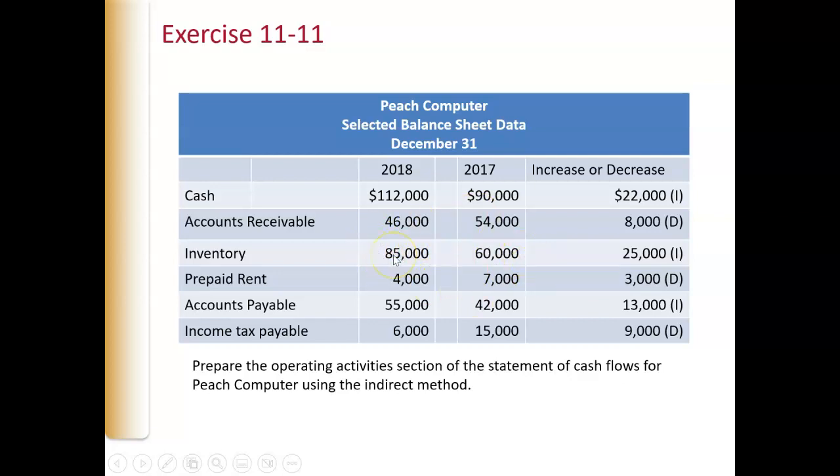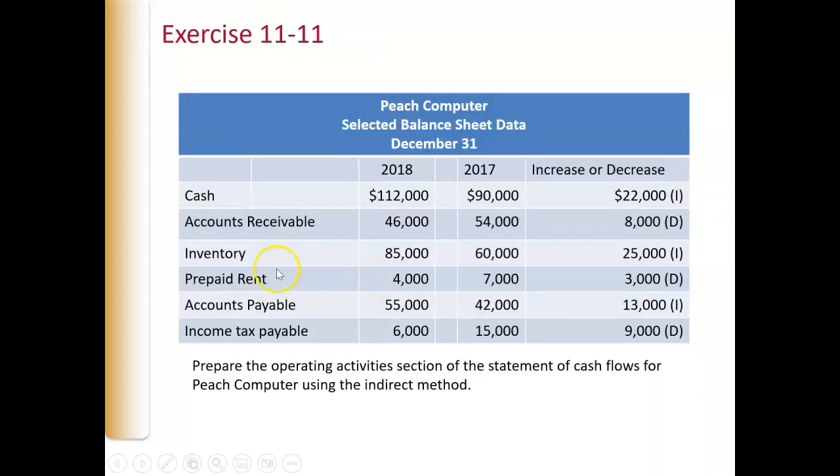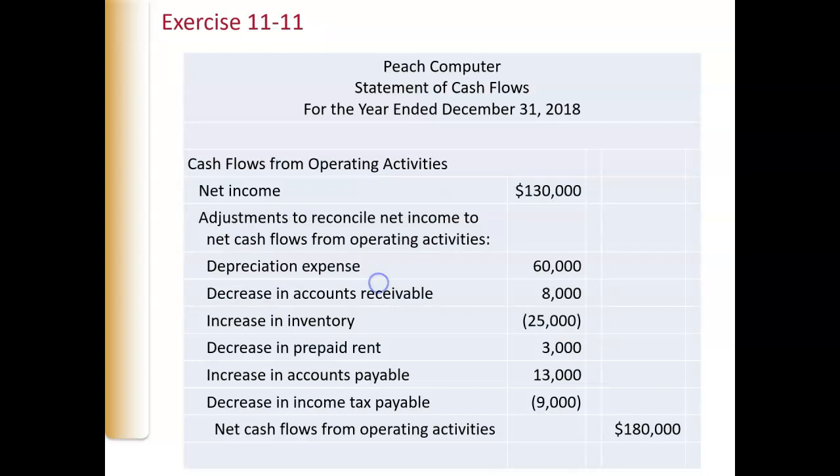If it increased, what do we do? We decrease it. We're going to subtract $25,000. Then, our prepaid rent decreased. It went from 7 to 4. What do we do when an asset, a current asset, decreases? We add it back. That makes sense, guys?